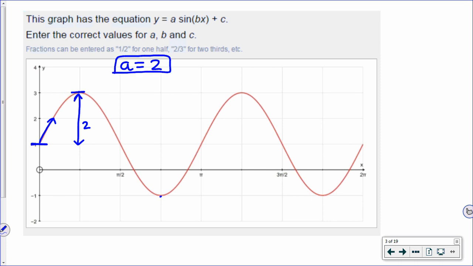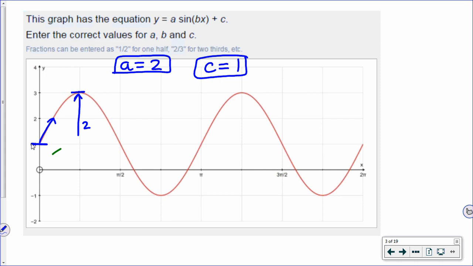The c value is the vertical translation. So the c value here is, since the sine wave normally goes up and down at 0, so it would start at 0 and go up to 1, and then come back to 0, and then go down to -1. So since this whole thing has shifted up to a midline of 1, then that c value must be 1. So that constant that's added at the end of the function, that's going to be your midline. If it's negative, that's because the graph was shifted down.